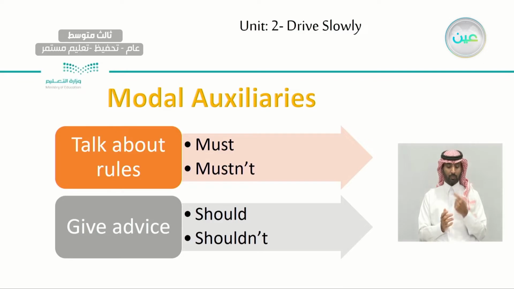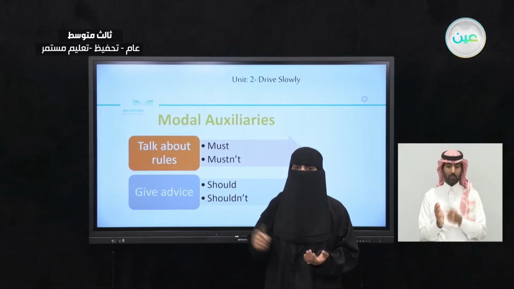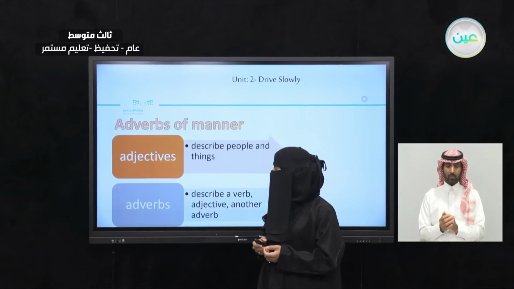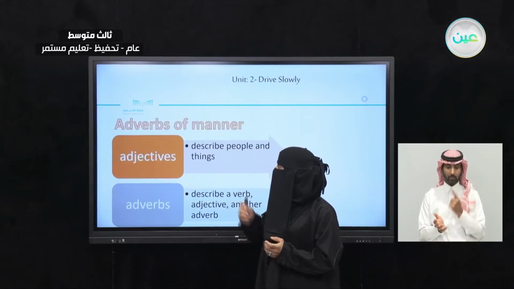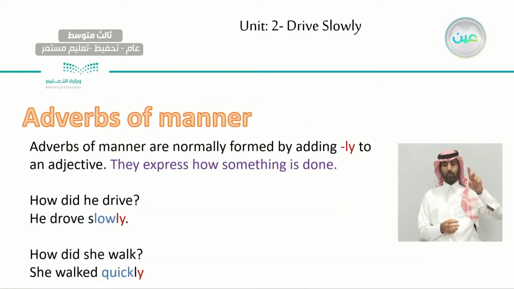We differentiated between must, mustn't, should and shouldn't. Must, mustn't, we use when we are talking about rules, and should and shouldn't, we use when we are giving suggestions and giving advice. Also, we covered adverbs of manner. We differentiated between adjectives and adverbs. Adjectives, we use to describe nouns. Adverbs, we use to describe actions and verbs, okay?